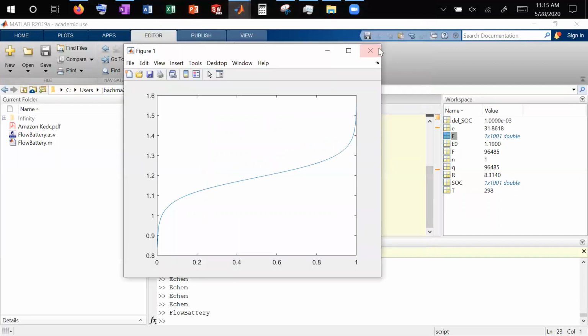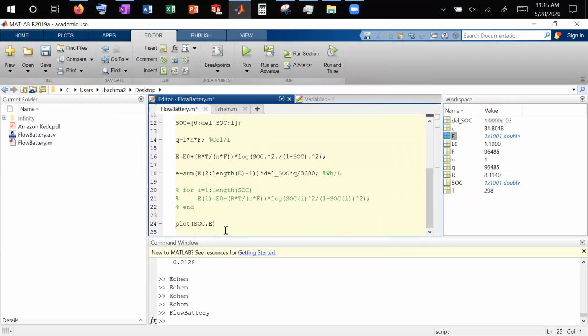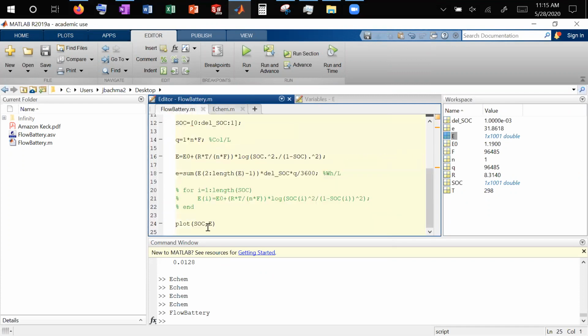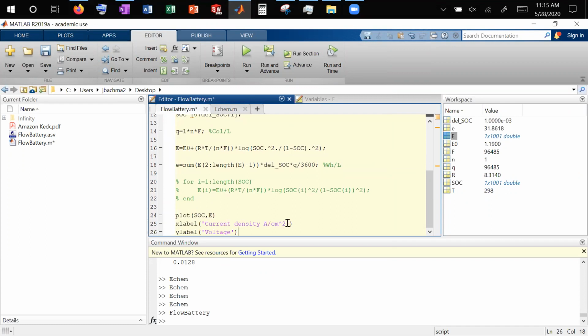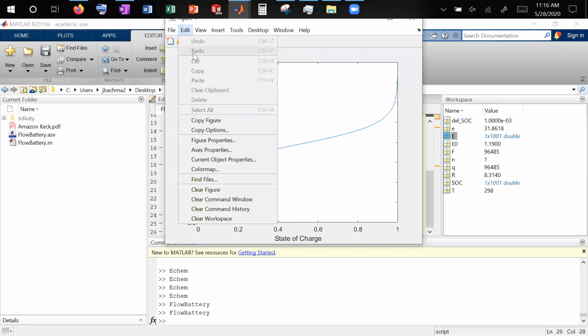So let's put the X label. Let's go to our other one. So here, in this case, it's state of charge. And this is equilibrium voltage. All right, so let's edit figure.